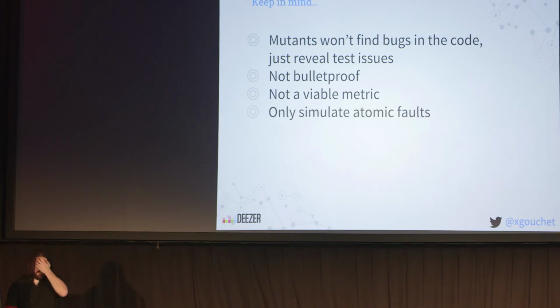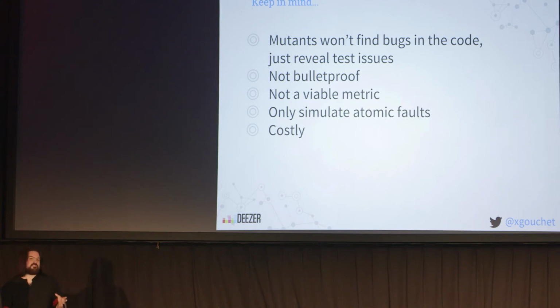And one thing also is that it only simulates atomic faults. So it's only going to change a plus into a minus, or a return something into a return null, stuff like that. So the changes that it can introduce by default are just atomic changes. It cannot simulate, for instance, refactoring your sort algorithm for something else. So yeah, the scope of the changes are still quite small.